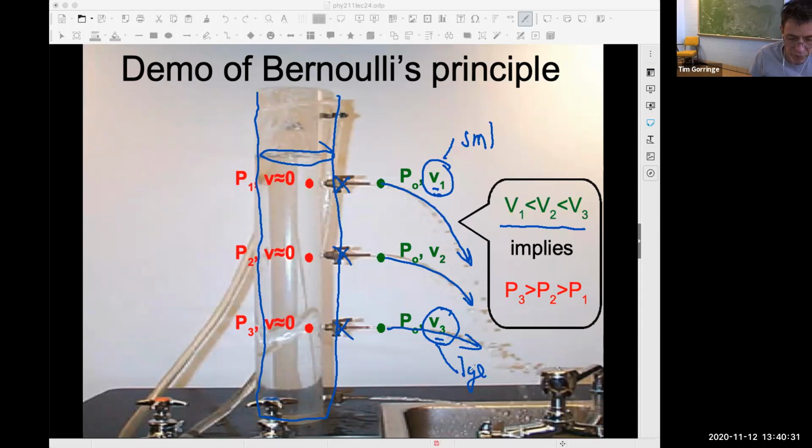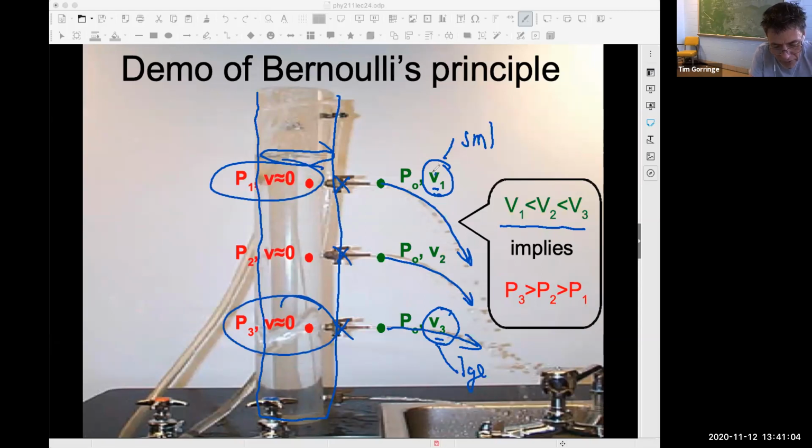From Bernoulli's principle, that means that if we go from just outside the spigot to in the tank of water, where the water is essentially stationary, the pressure must be highest at the bottom because the speed is largest at the bottom. The pressure must be lowest at the top because the speed is slowest at the top. So this is illustrating, again, the relationship in Bernoulli's principle between pressure and velocity.